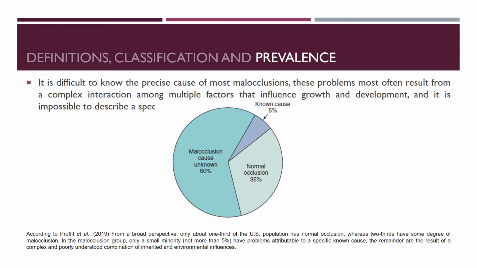As we see here, in a survey of the US population, only 5% of patients with malocclusion had a known cause for such malocclusion, while in 60% of patients the cause of the malocclusion was unknown, and only 35% had normal occlusion.